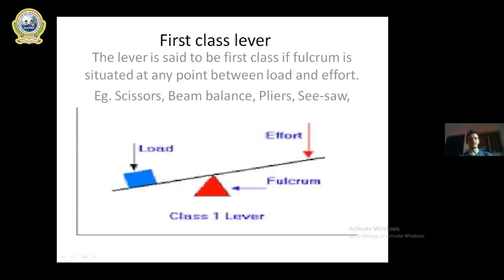Now let's talk about first class. You can see the picture there. There is a lever, and in the middle there is a red one. This is fulcrum. You can see the labeling there, and on one side there is effort, and on the other side there is load. So in this lever, fulcrum is placed between load and effort.